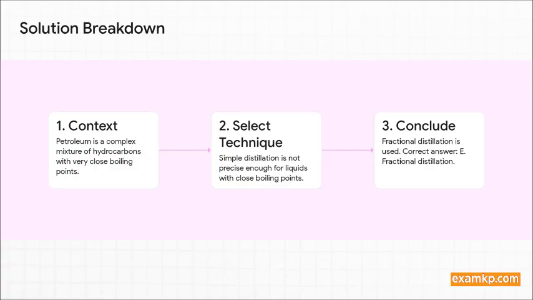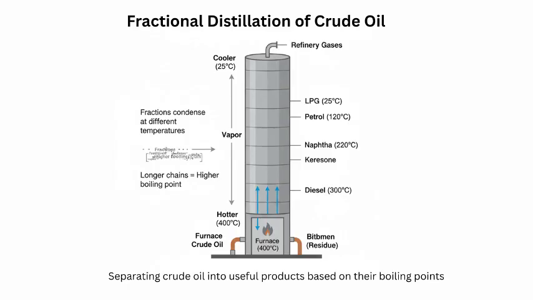Crude oil isn't just a simple mix of two things. It's a complex soup of hundreds of different liquids, and a lot of them have very, very similar boiling points. A simple distillation just can't handle that. You need the much more powerful, high-precision version, fractional distillation. So, the answer is E.